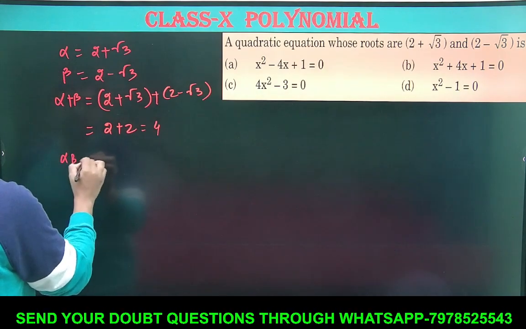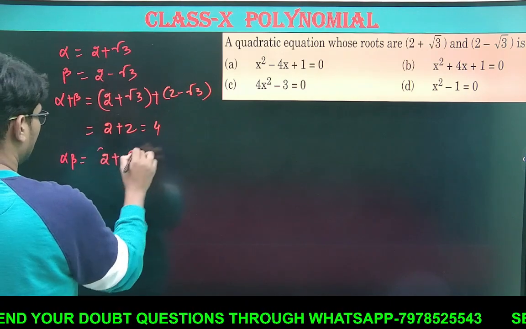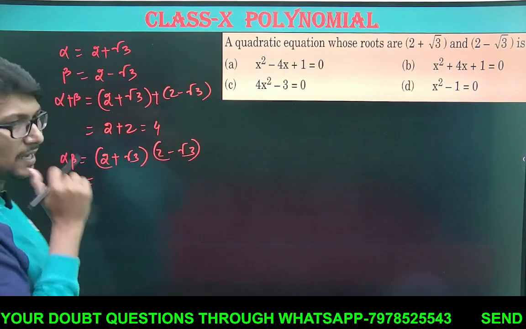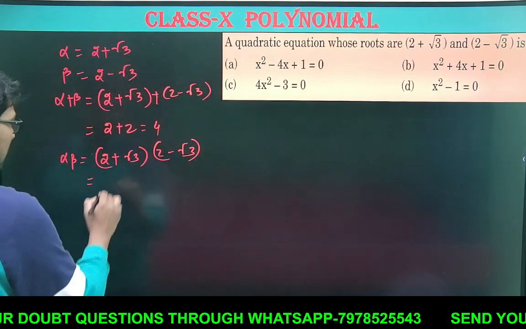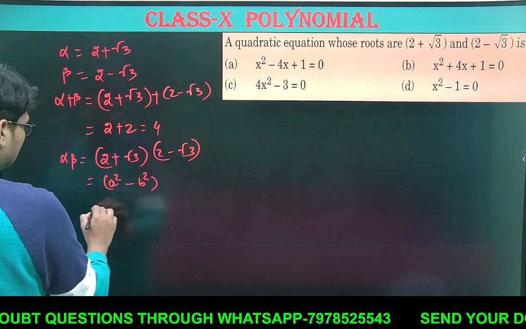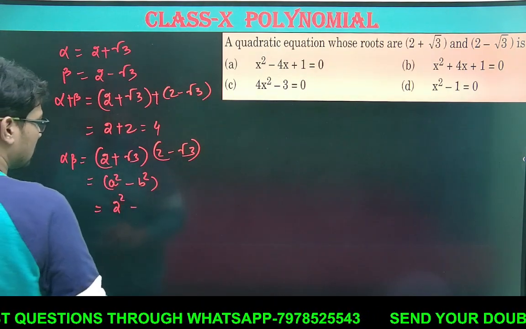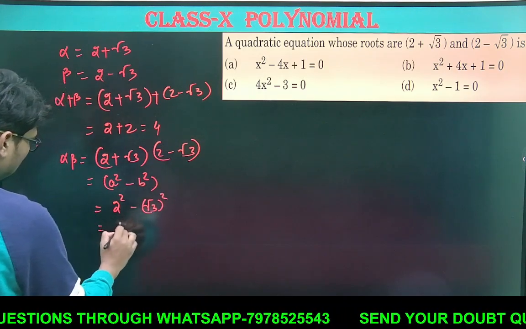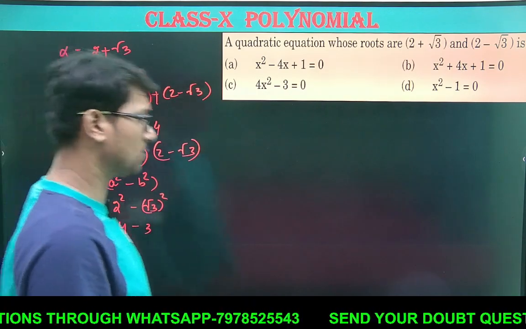Alpha into beta is 2 plus root 3 into 2 minus root 3. You know, this is a plus b into a minus b, which is a square minus b square. Here a is 2, so that is 2 square minus root 3 square. So 4 minus 3, which is 1. So alpha into beta is 1.